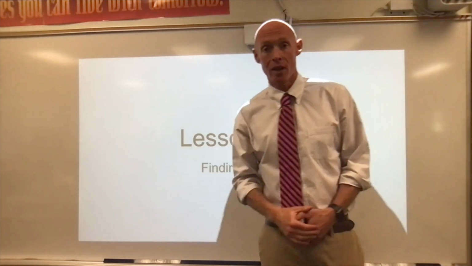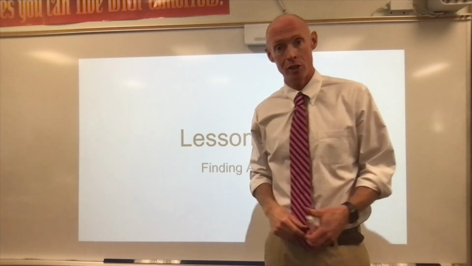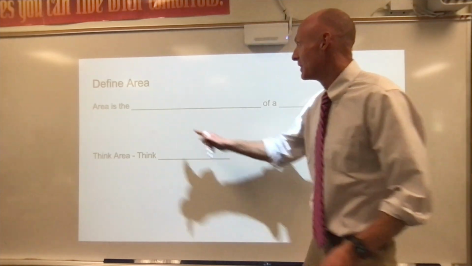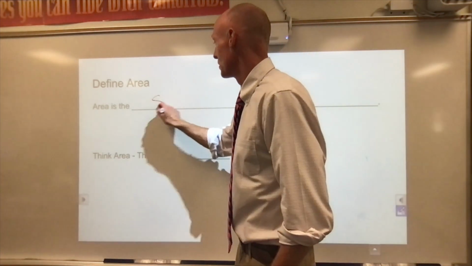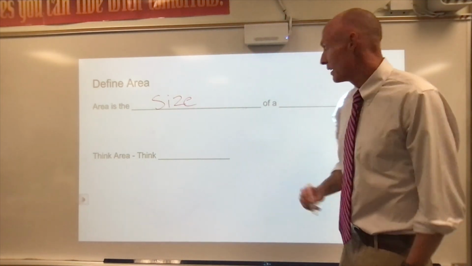If you remember yesterday, we talked about perimeter. Perimeter was the outside of an object. Area. Area is the size of a surface.